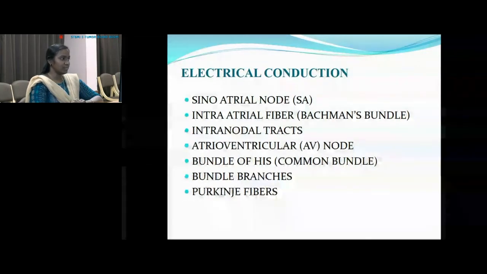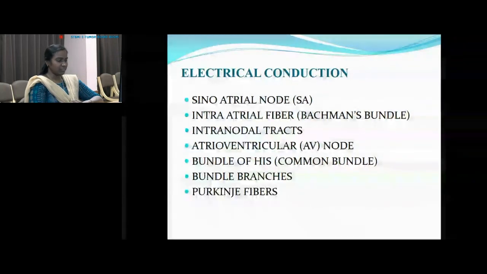Here we consider the SA node as the pacemaker of the heart, where the electric stimuli originate. Through the intra-atrial fiber, which we call Bachmann's bundle, the impulses are transmitted to the atrium for contraction. Then from the SA node the impulses are transmitted through the intranodal tracts to the AV node, then the bundle of His, which we call the common bundle, and the bundle branches that divide into two, right bundle and left bundle, and lastly the Purkinje fibers.